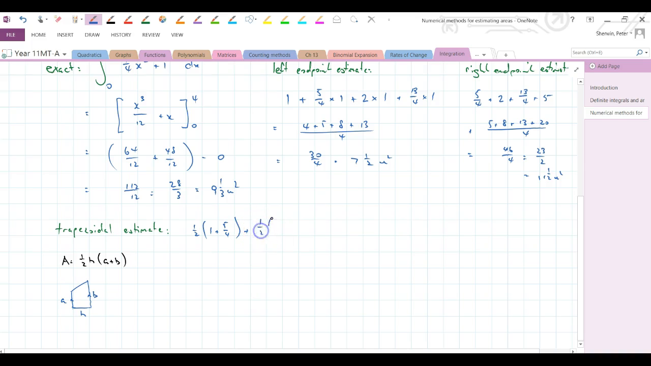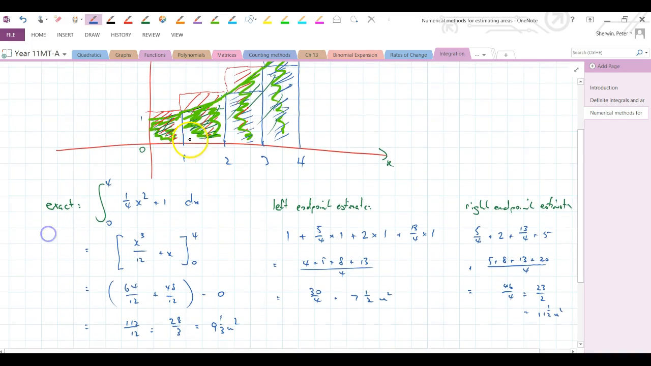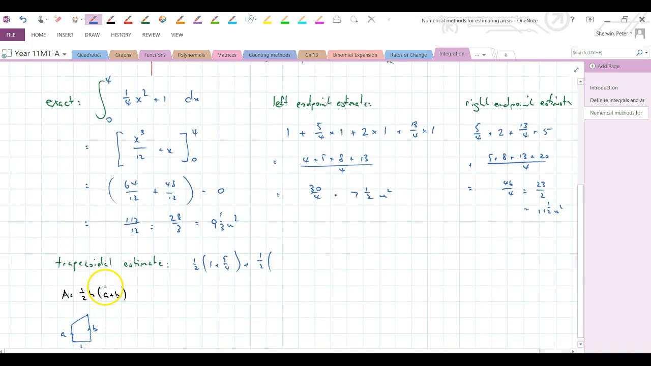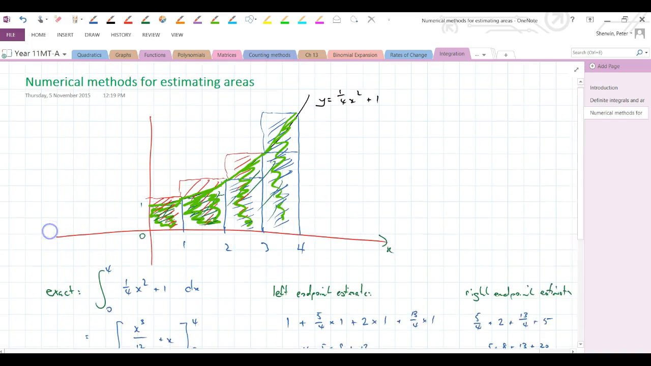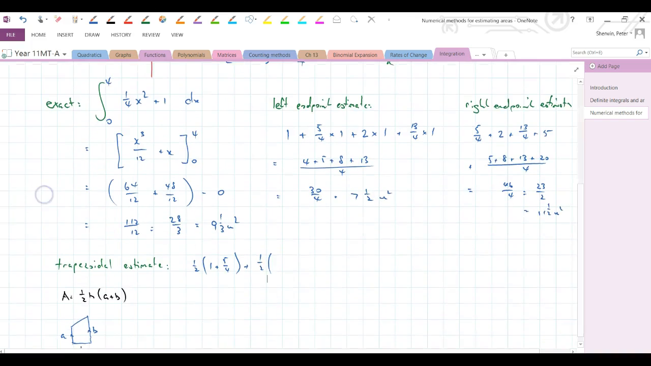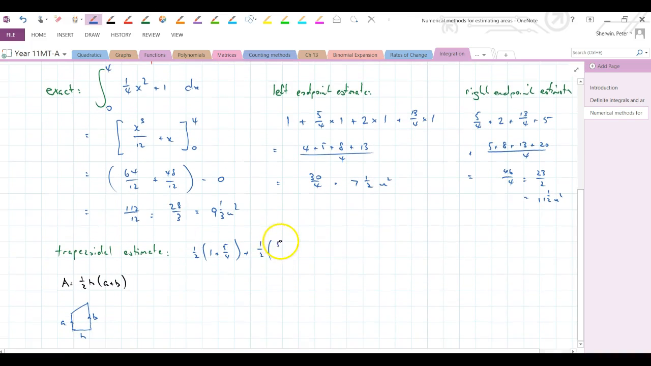Now it's a half. My second trapezium is a half of the height, which is 1, so this is a half. My A and B on this occasion are these distances. At x equals 1, it's 5 over 4, and at x equals 2, 2 squared is 4, so it's 2. So it'll be 5 over 4 plus 2.